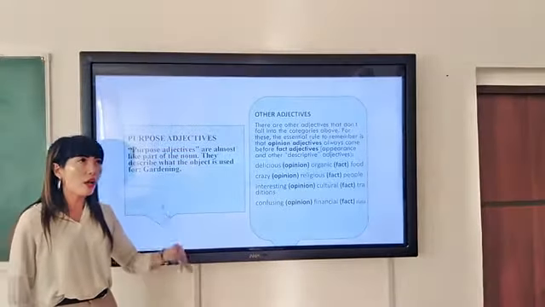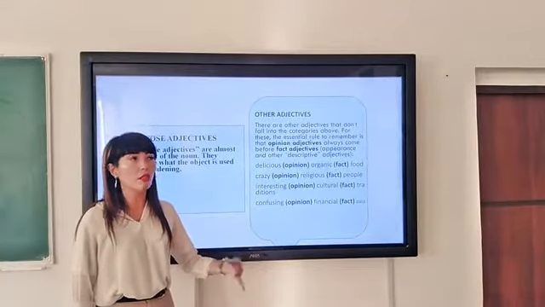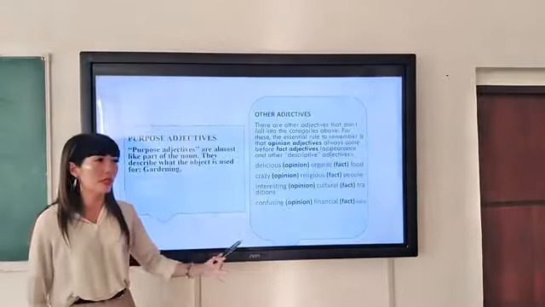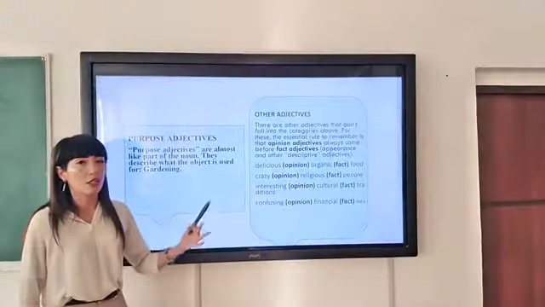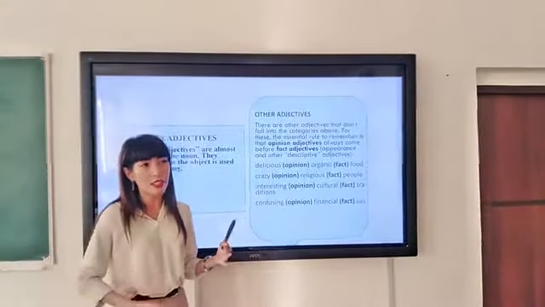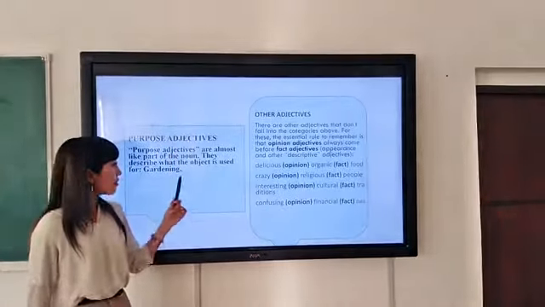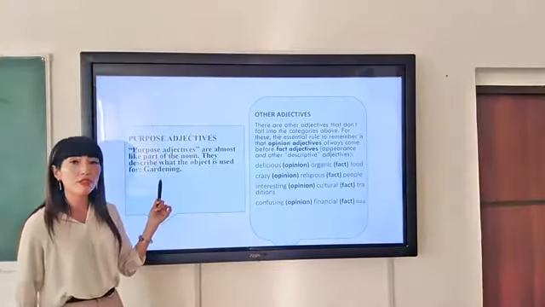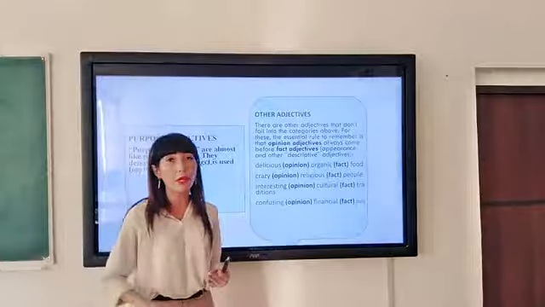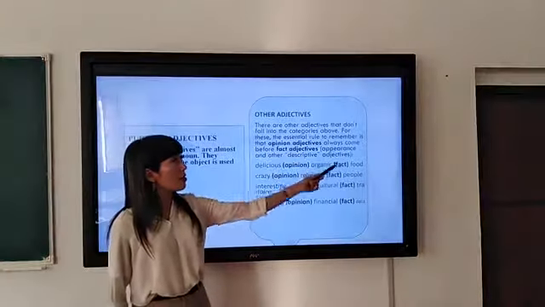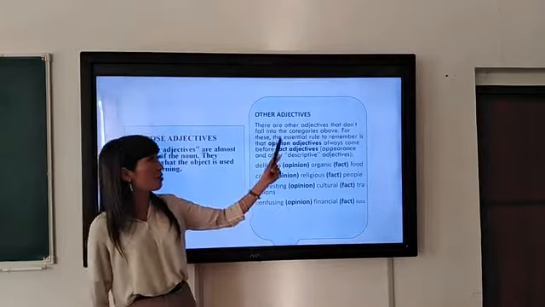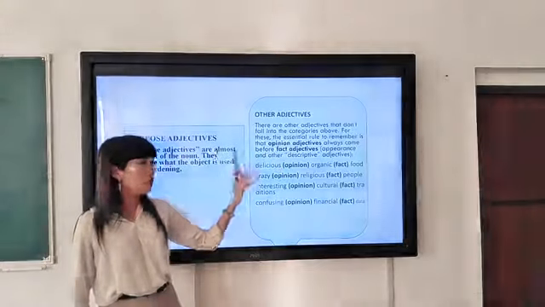For example, I bought a basket. Okay, so I bought a big basket for gardening. It means I need a basket for my garden, and I'm using the adjective gardening here. I'm explaining my purpose. So other adjectives are those that do not fall into the categories above.